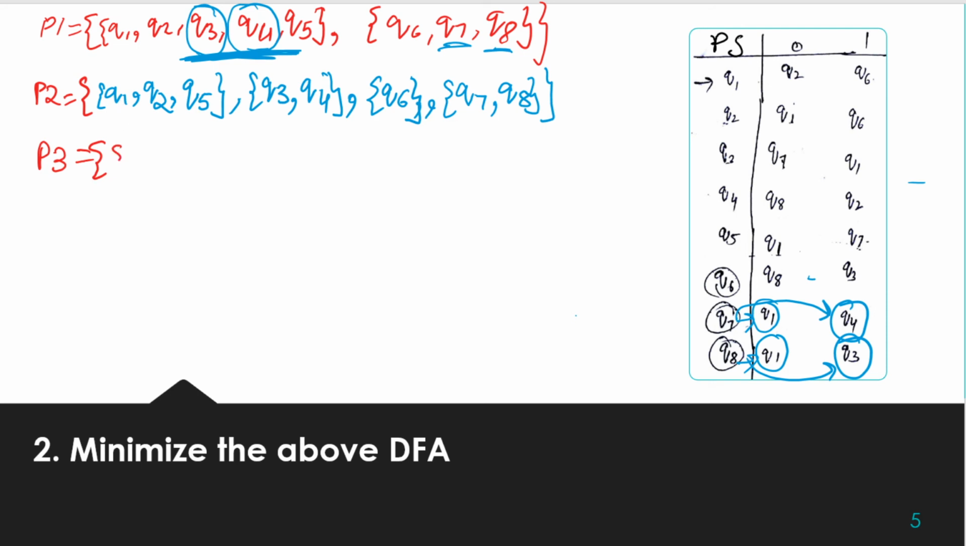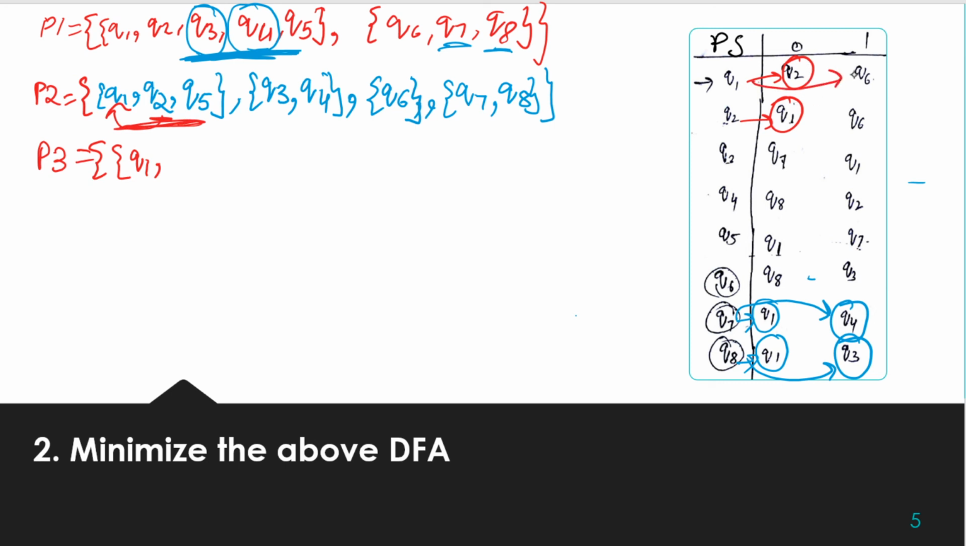Checking the compatibility, we have to repeat the same process. This time we are getting Q1. Now let's check the compatibility of Q2 with Q1, whether Q2 can be part of the same group or not. So from Q1 we are moving to state Q2, and from Q2 we are moving to state Q1, and Q1 and Q2 are part of the same group in the previous partition, that is partition 2. So they are compatible for input symbol 0.